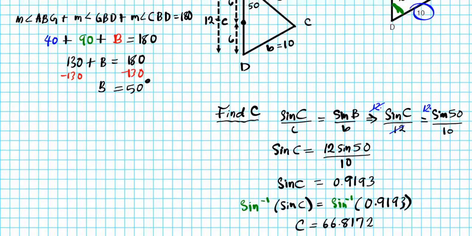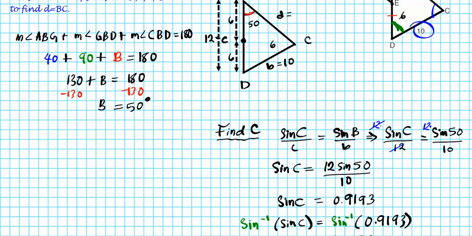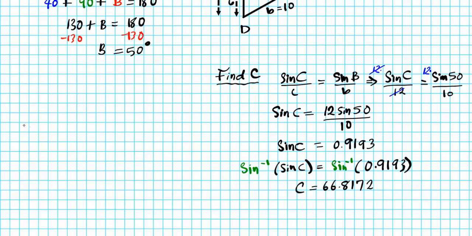So let's go back to our triangle. Big C is 66.8. Now can we find big D so we can have a complete pair? Absolutely. We're going to use the triangle angle sum theorem to find big D. Now we want to find big D. To accomplish that, we know that big D plus big C plus big B is 180, the triangle angle sum theorem, right?